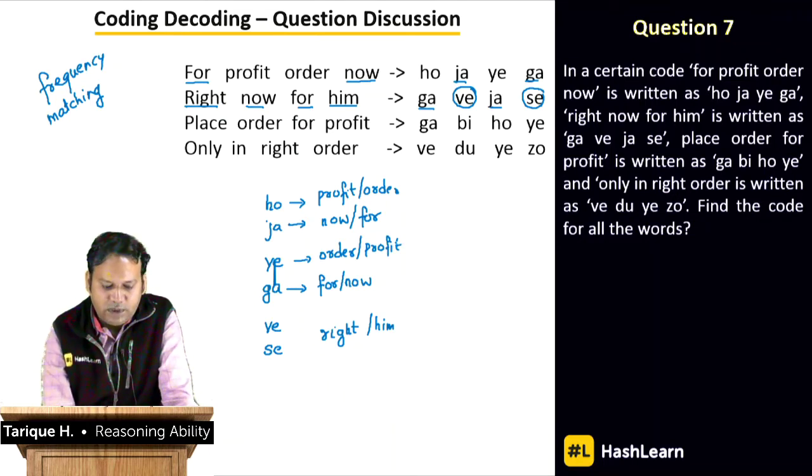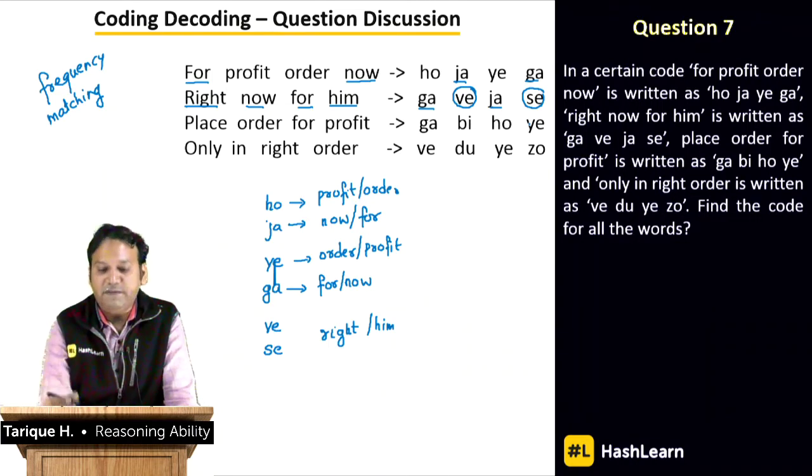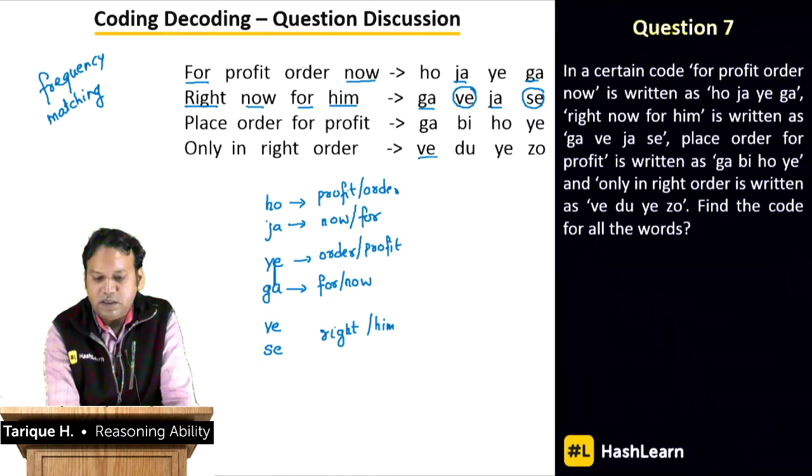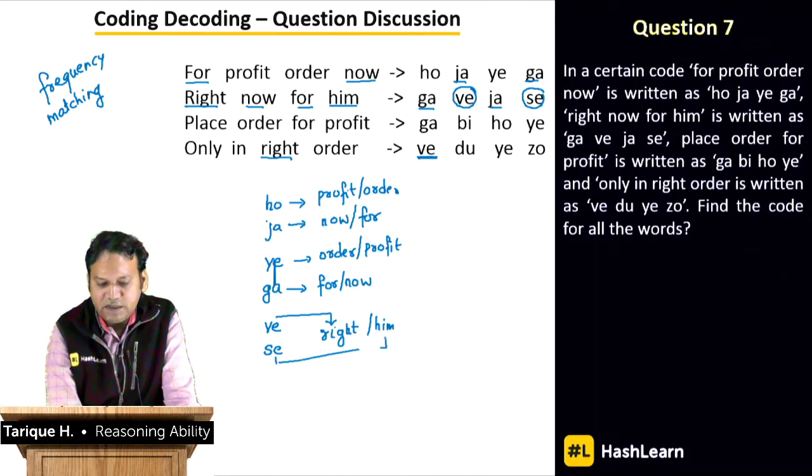Now, let's solve this immediately. So VE and SE. Let's search for the remaining sentences and find out where else VE is used. If you look at this third sentence, we have VE and we have the word right here, which means VE stands for right and SE stands for him. And also look for the word GA. So we have GA here. Now do we have for or now? We have for here, but we don't have now. That means GA stands for for and JA will stand for now.